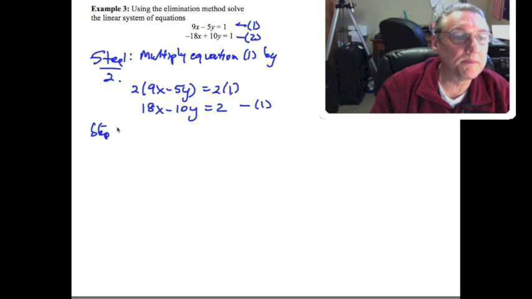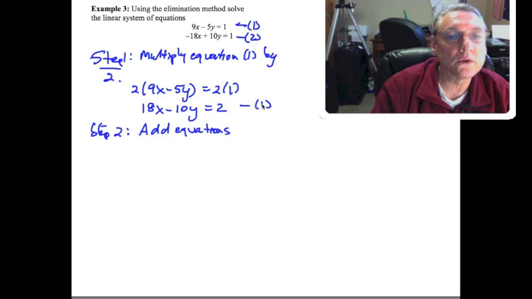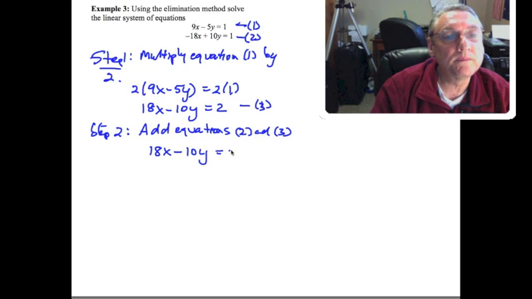Alright, so step 2, we're going to add equations 2 and 3. Because remember we changed equation 1, so we don't want to be adding it to equation 1. So what we have now is 18x minus 10y equals 2, and we have negative 18x plus 10y is equal to 1.